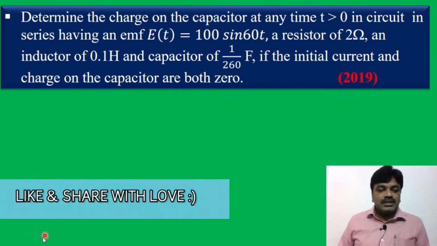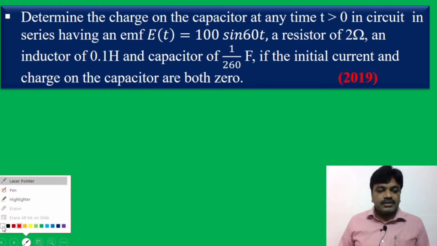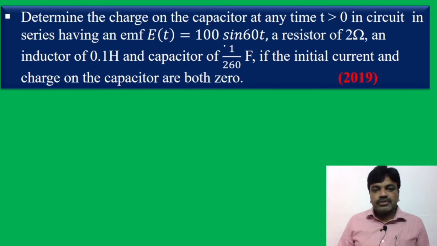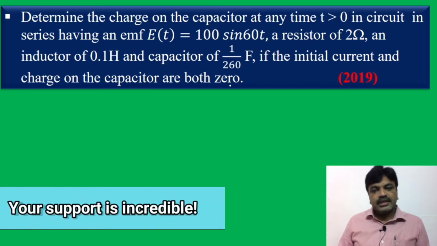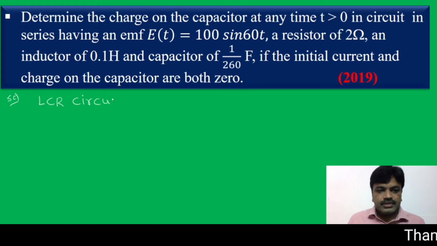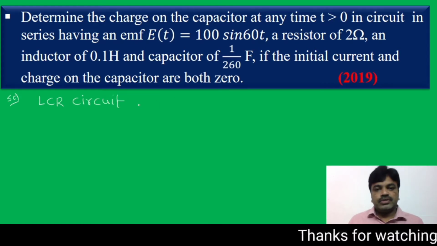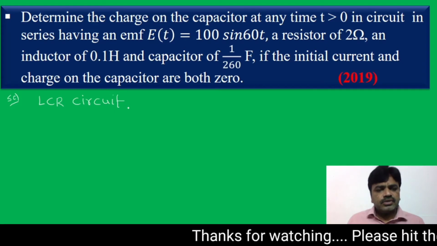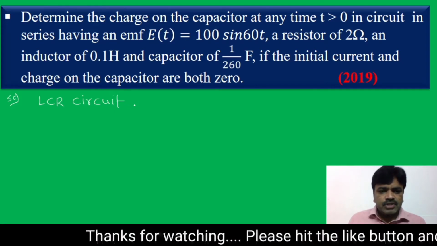Okay friends, clearly here which circuit is given? Resistor R, inductor L, capacitor C. Clearly it is an LCR circuit. First identify here, this is the solution: this is an LCR circuit. If it is an LCR circuit, what is the equation? Come on, tell me here.